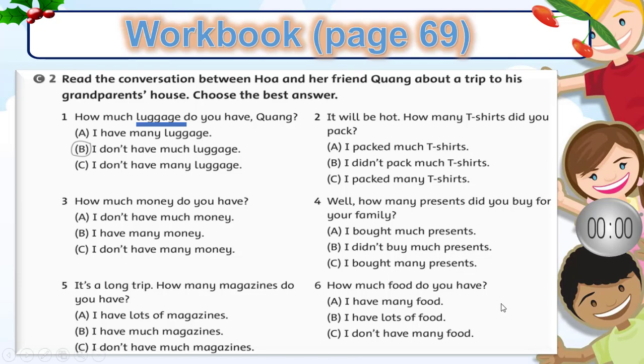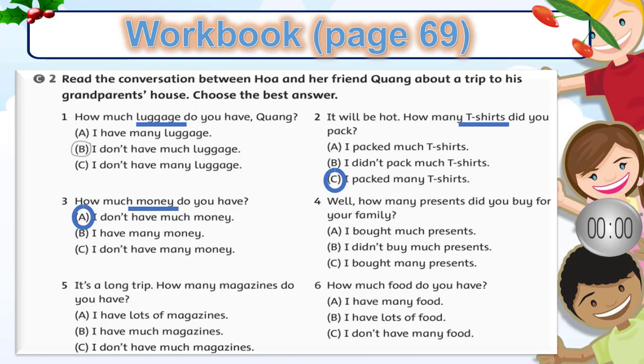Time's up. Now, tell me what you find. Okay, this one. Number 2. It will be hot. How many t-shirts did you bring? T-shirt is countable, so we use C. I brought many t-shirts. Number 3. How much money do you have? Money is countable or uncountable? It's uncountable, right? So we use A. I don't have much money.